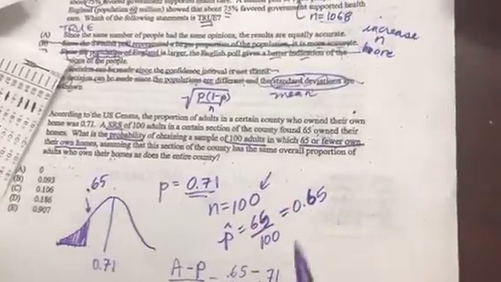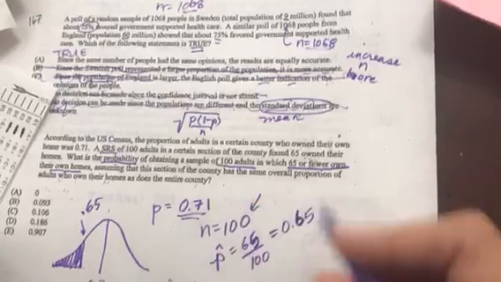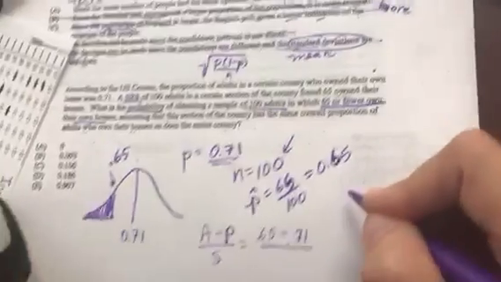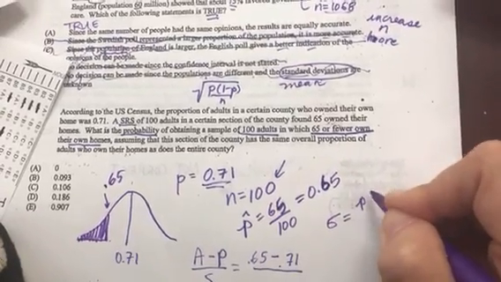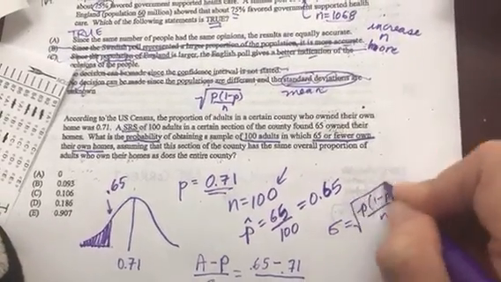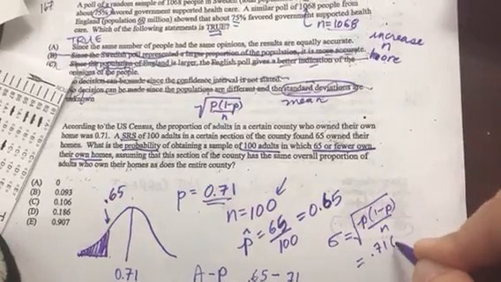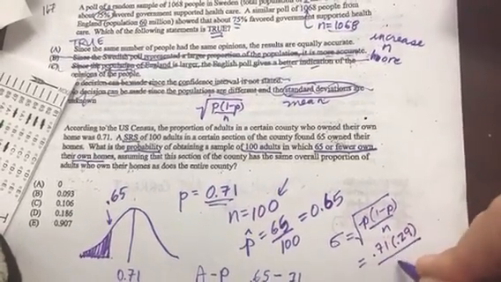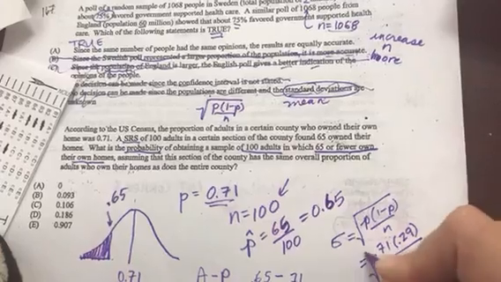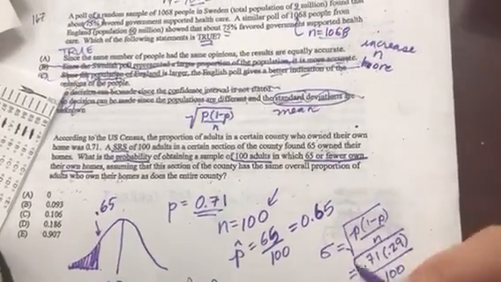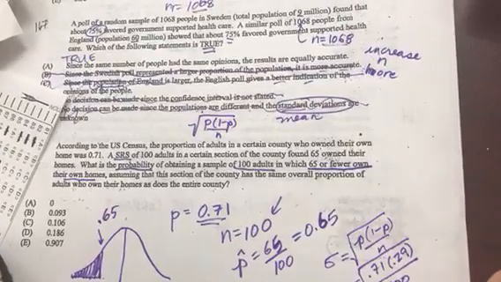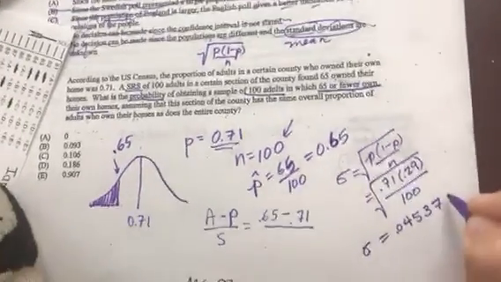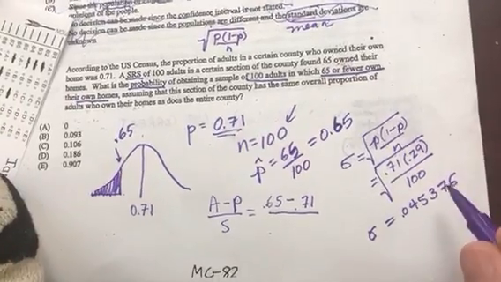Here's the important part though. I don't want to accidentally use 65 because that's my p hat, not my p. So to find S, my standard deviation of my population, would be the square root of the whole thing, p(1 minus p) over n. So the proportion is 0.71. If I subtract that from 1, I get 0.29, and n is 100. So if I take the square root of all of that, I get the standard deviation of the population to be this big old number. Okay, so that's my standard deviation.